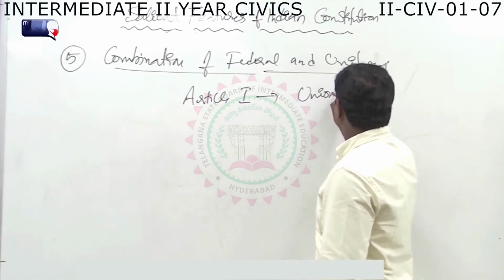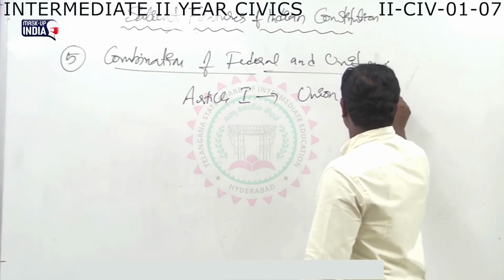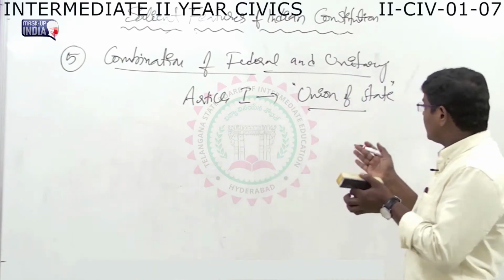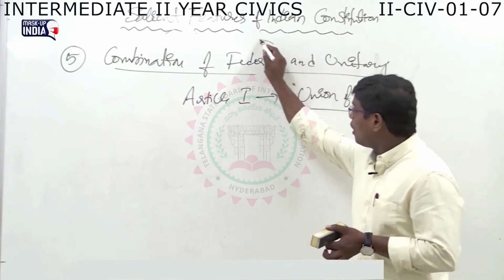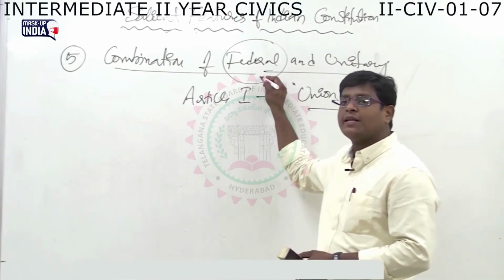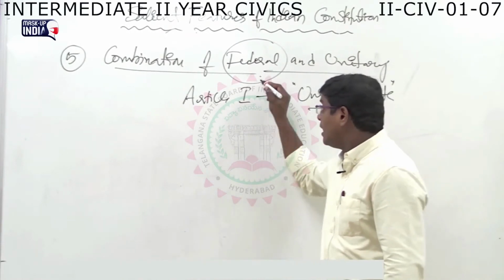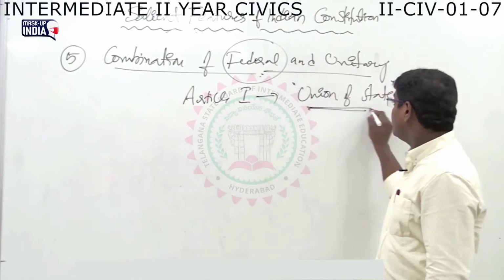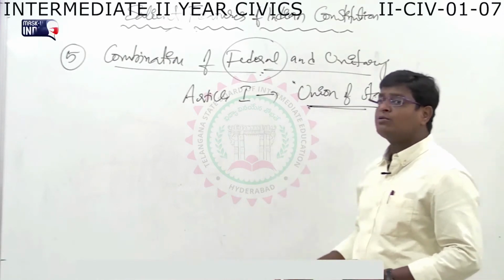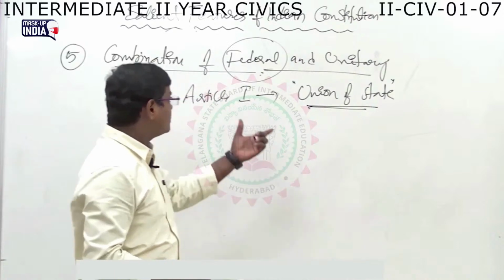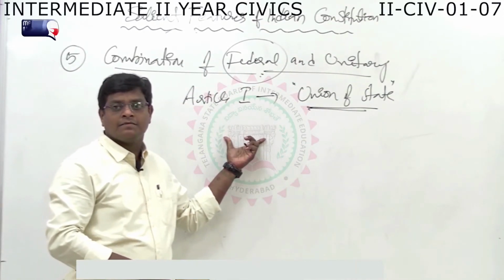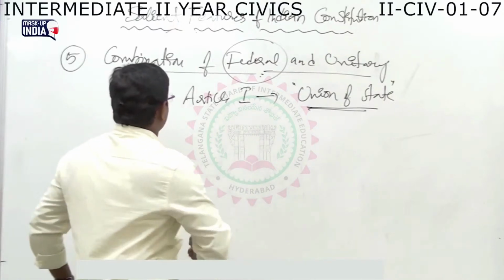India is union of states. That means India is the combination of states. Here we have not used the term federal. So we never find the word federal in our Indian Constitution. Instead of federal, we used union of states. Understood? So we have to understand we have not incorporated the term federal, but we adopted the federal form of government.